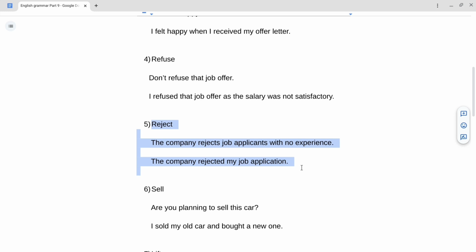They just reject it. The company rejected my job application, that is a past form. I applied for a job, but the company rejected my job application, telling me that I don't have enough experience. So, not giving me something. So refuse and reject, the meaning is the same. When we say no to something, it is refuse. When somebody says no, or a company says no to me, it is reject. So, I refuse something means I say no to something. When someone else or a company says no to me, and doesn't give me what I want, then it is reject. I hope you understood the difference there.